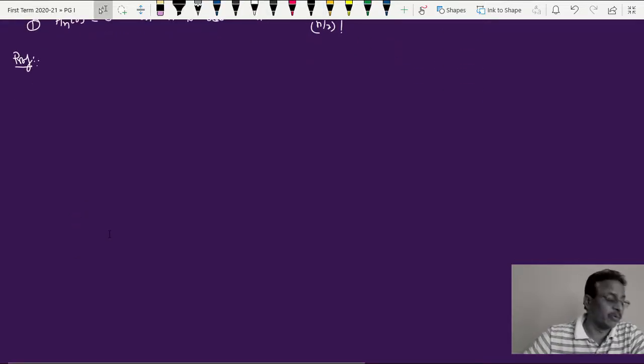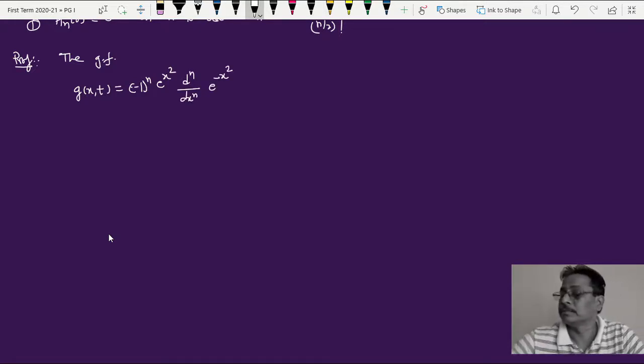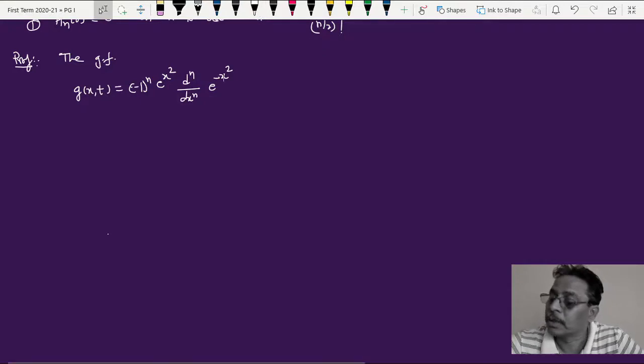So for its proof, we have to consider the generating function. Generating function g of x, t is equal to minus 1 raised to n into e raised to x square d raised to n upon dx raised to n into e raised to minus x square. Just a minute.